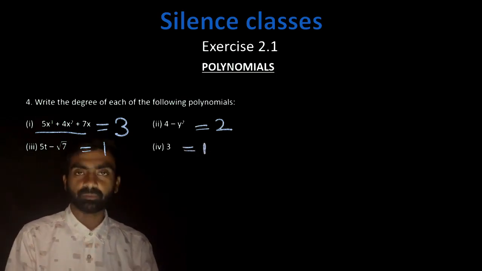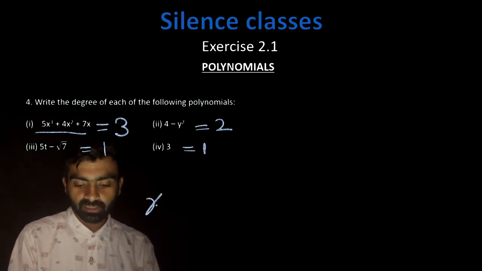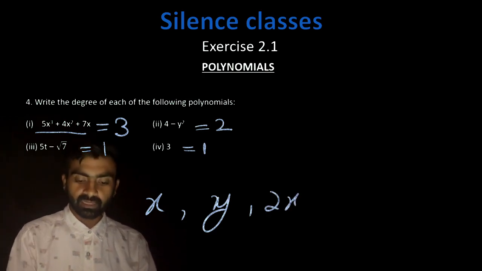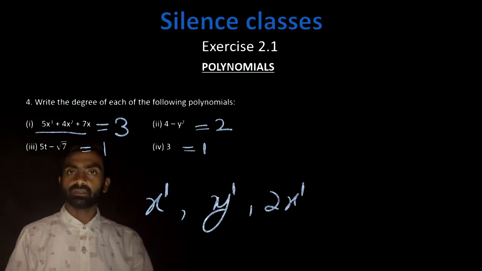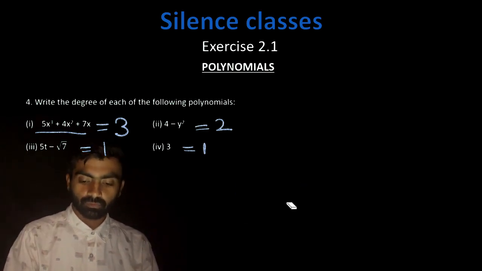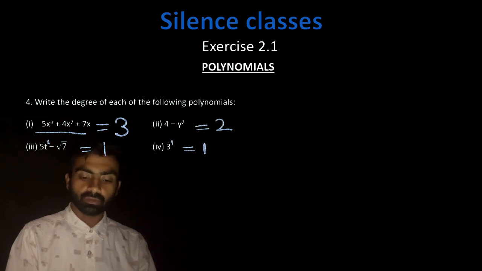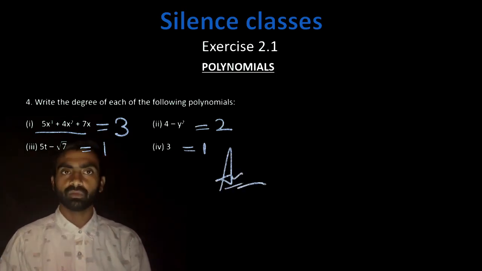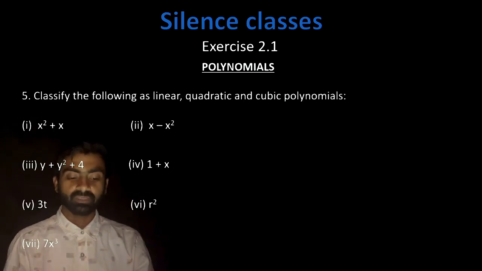If any expression is given like 5t, or x, or y, or 2x, so we can write it down: if there is no power, we consider the power 1 over that variable. So over here 1 is the power, and over here also 1 is the power. So the highest degree is 1. I hope you guys understood each and everything. Now let's move to the next question.